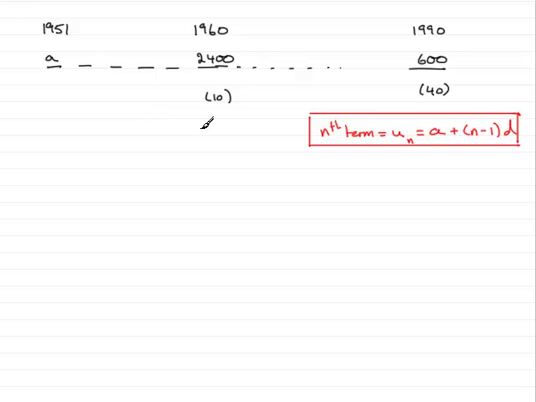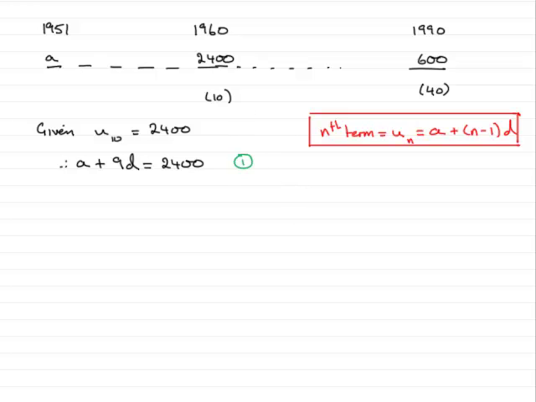So that means that we're given that the 10th term is 2,400. So if we just put down that we're given that U10 equals 2,400, then by using this formula we can see that therefore the first term A plus n minus 1 times d, well, n is 10, so n minus 1 is going to be 9, times the common difference d is going to equal 2,400. So that's the first equation.